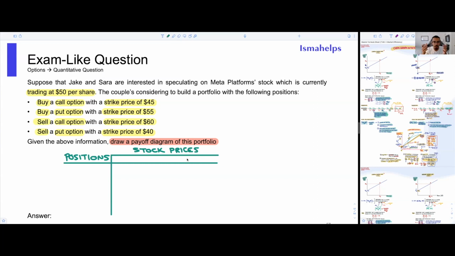So let me show you how we go about it. In order for us to choose the stock prices to run this simulation, there's a fairly simple way to go about it. What we're going to do is highlight all of the prices that were provided in the prompt. So you have $50, you have $45, you have $55, $60, and $40.